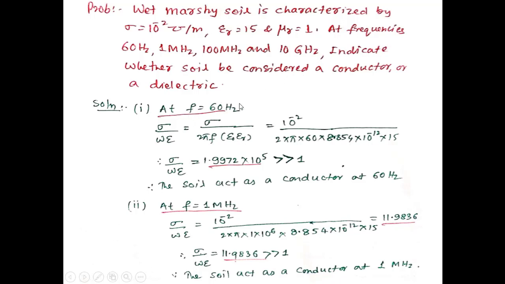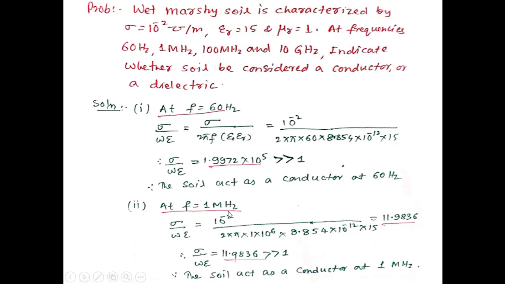At f equal to 60 Hz, we calculate sigma divided by omega epsilon. This is given by sigma divided by 2 pi f into epsilon naught epsilon r. Substitute the value of sigma, 10 raised to minus 2, whole divided by 2 pi into 60 into 8.854 into 10 raised to minus 12 into 15. If you calculate this value, you will get sigma divided by omega epsilon equal to 1.9972 into 10 raised to 5. This is greater than 1. Therefore, the soil acts as a conductor at 60 Hz.